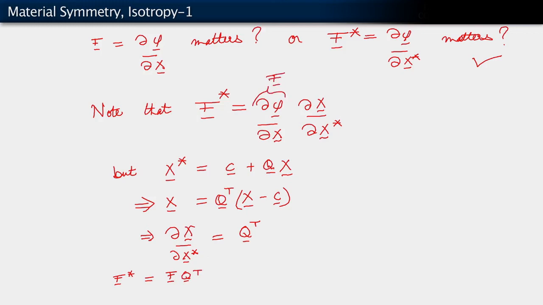The whole point of what we're going to do now is to ask ourselves what happens with psi as a function of F star, when compared with psi evaluated with F. This is the question we are going to address, which we will do in the next segment.